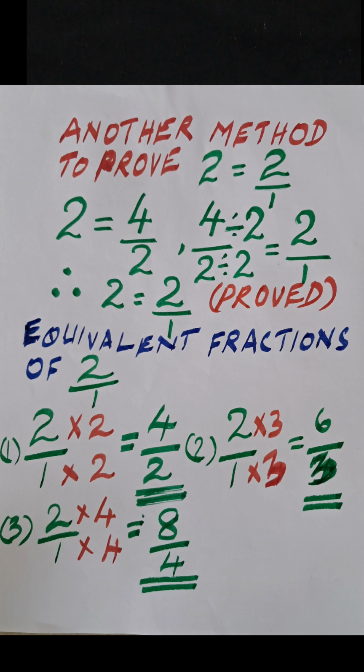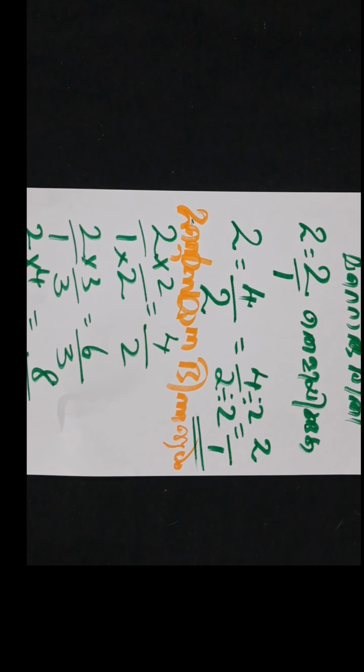We can also have another equivalent fraction 4 by 2 by multiplying both the numerator and denominator of 2 by 1 by 2. We can also have another equivalent fraction 6 by 3 by multiplying the numerator and the denominator of the fraction 2 by 1 by 3. Similarly, we can find an infinite number of equivalent fractions for 2.